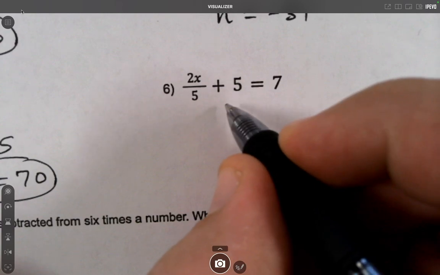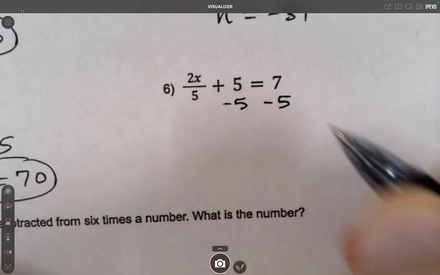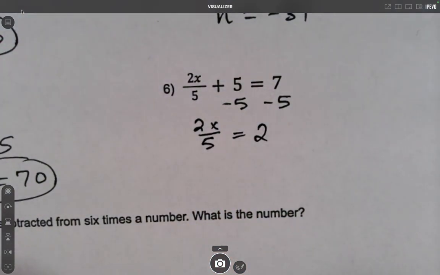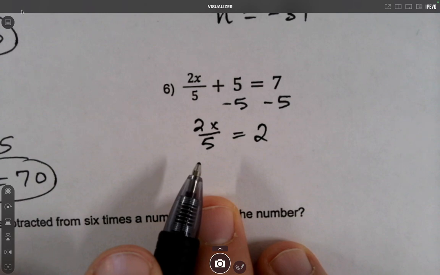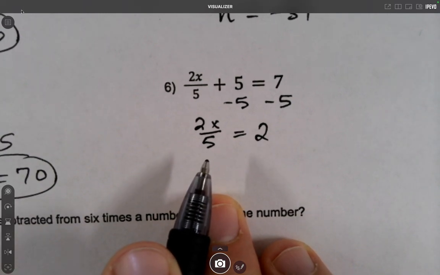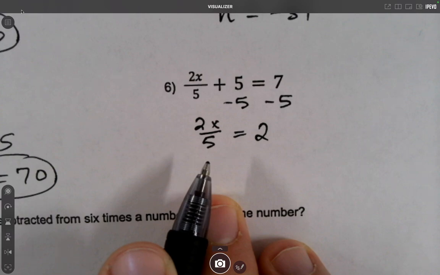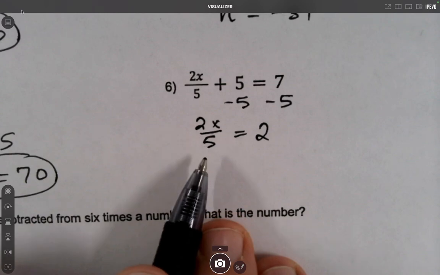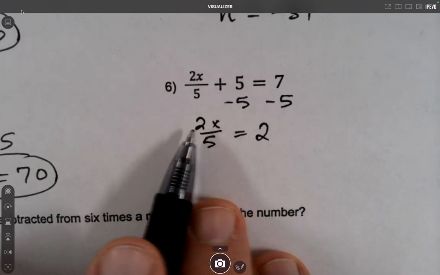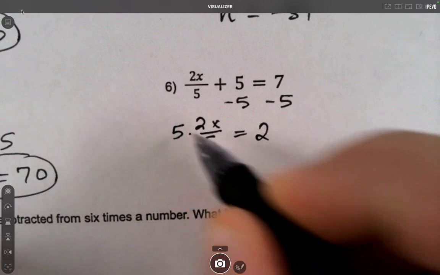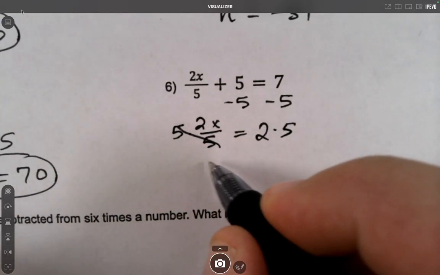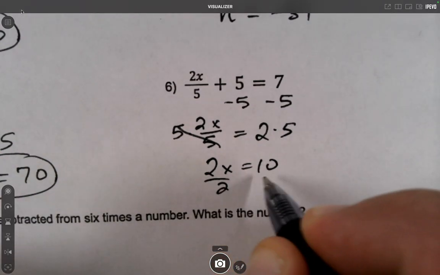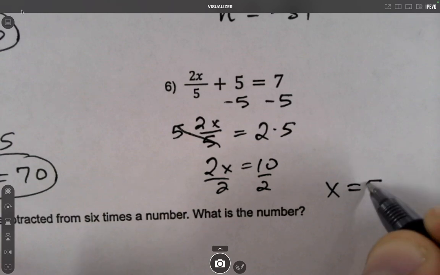Okay, for this one, the 5's farther away, so we'll subtract 5 from both sides. I get 2x over 5 equals 2. And you can do this next part in one step or two. For some of you, it might be more straightforward to say, we'll get rid of the 5 next because it's farther away from the x than the 2 is, because it's on the bottom while the 2 is with it on the top. So let's do it that way. Multiply both sides by 5. So we get 2x equals 10. Then the last thing to get rid of is the 2, so we divide by 2 and get x equals 5.